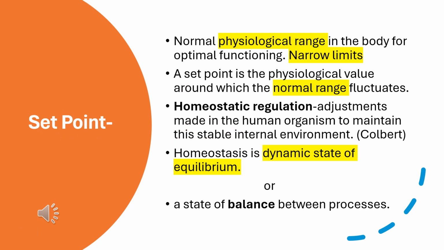So, what do we call the point in the body when things are within the normal range? We call that the set point. The normal physiological range in the body for optimum functioning has very narrow limits. A set point is a physiological value around which the normal range fluctuates. Homeostatic regulation are the adjustments made in the human organism to maintain the stable internal environment of the body.